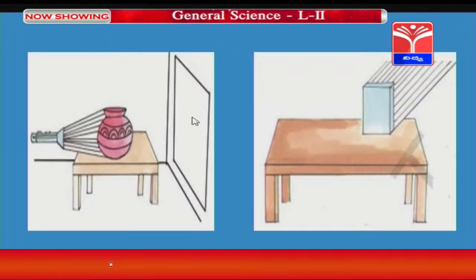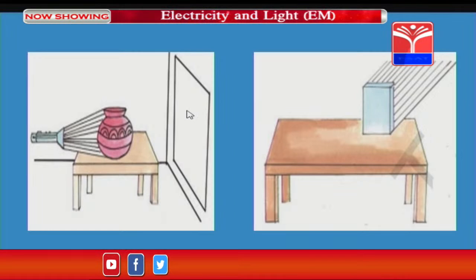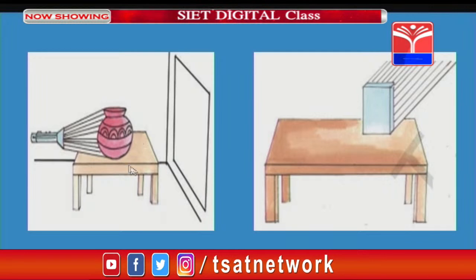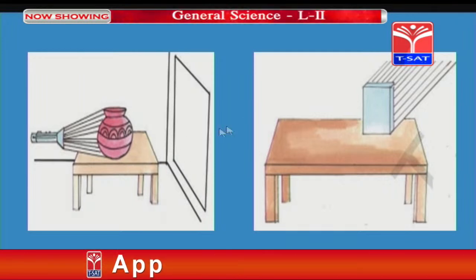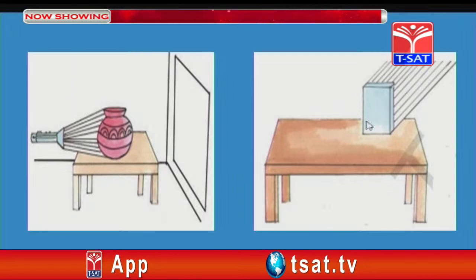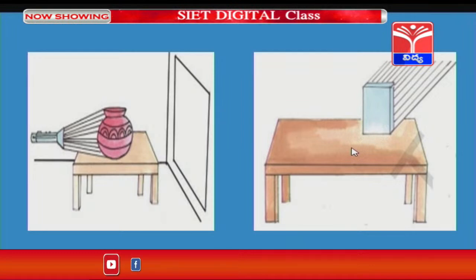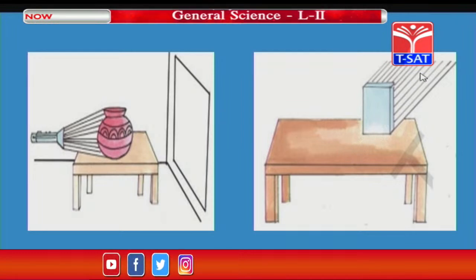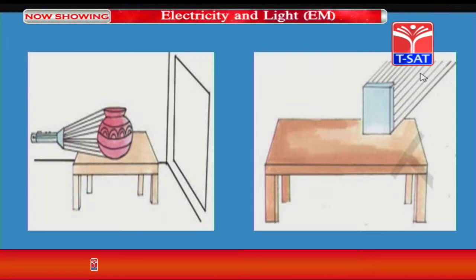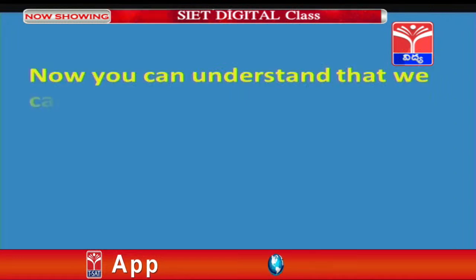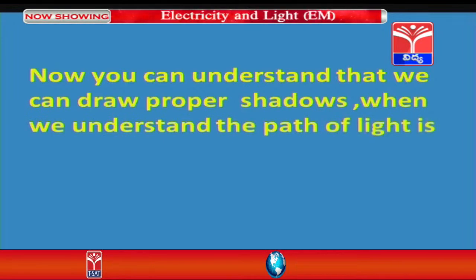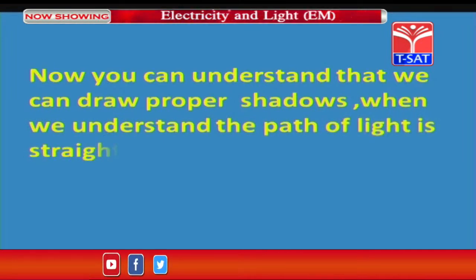We can imagine the shape of a shadow by seeing the object and the path of light. Here some light rays from the torchlight are falling on the pot and bouncing back. The remaining light rays travel in a straight line and make a shadow on the screen. Here the light rays coming from the back of the book are in a straight line. Therefore the shadow falls in front of the book. Now you can understand that we can draw proper shadows when we understand that the path of light is a straight line.